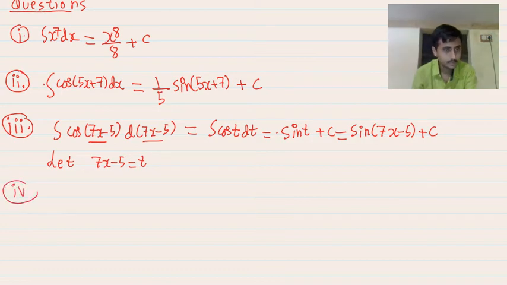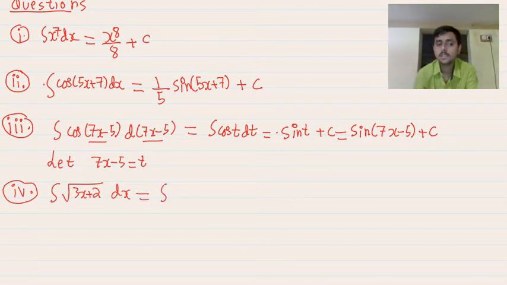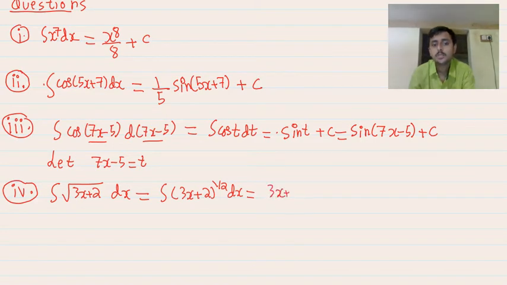Another question would be integration of root under 3x plus 2 dx. This can be written as integration of (3x plus 2) to the power 1 by 2 dx. So this will become (3x plus 2) to the power 3 by 2 upon 3 by 2, and there's the part of 1 by a or 1 by 3, and when the integral sign is done, we can write plus c.